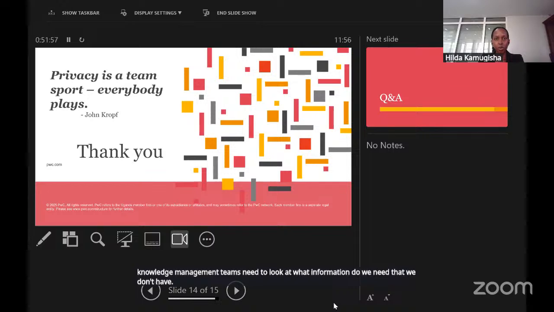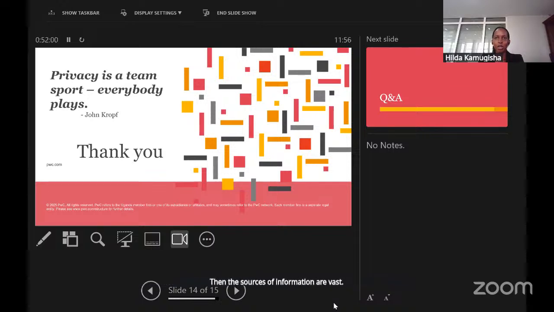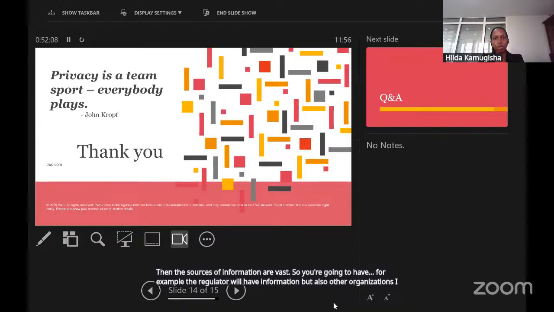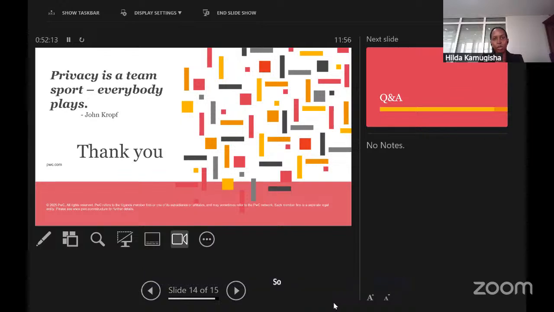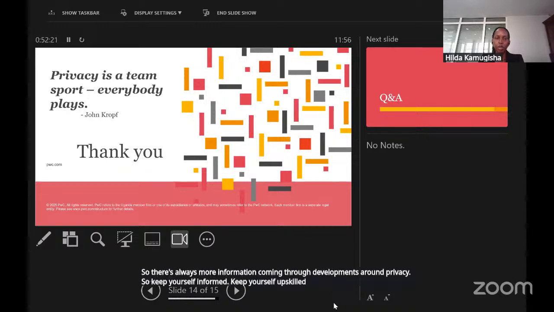Then the sources of information are vast. So you're going to have, for example, the regulator will have information, but also other organizations. I know that we've relied a lot on the European Union data protection regime. So there's always more information coming through developments around privacy. So keep yourself informed, keep yourself upskilled, but also revise the documentation, revise the policies you have in place, and make sure that indeed, as you mentioned, you stay relevant and that your organization is agile when it comes to data protection and privacy. Yeah, I hope I've answered that question.